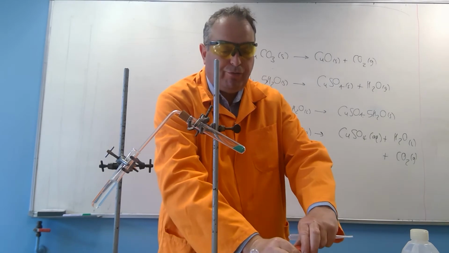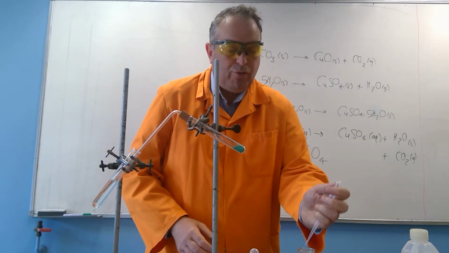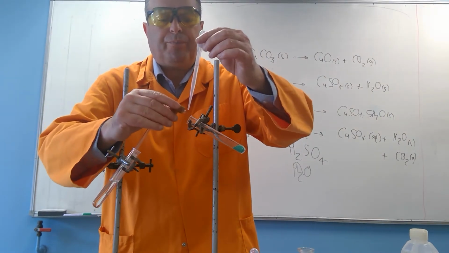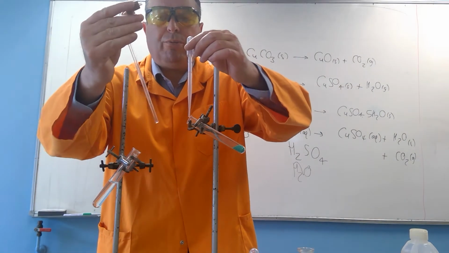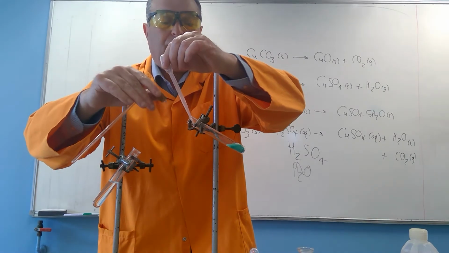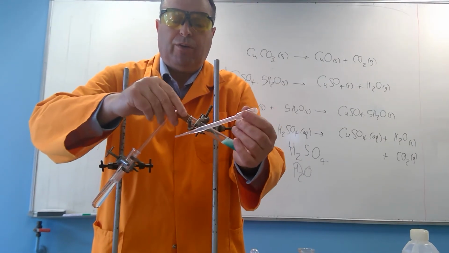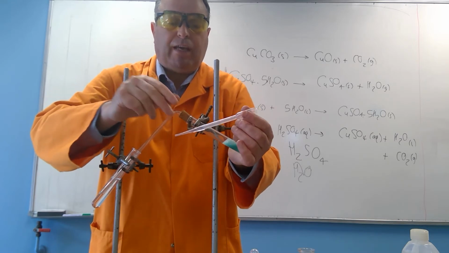So copper 2 sulfate can be formed by reacting sulfuric acid with copper 2 carbonate. Now I'm going to have a delivery tube attached, and I'm going to bubble any gas that's formed into lime water. So it's all about making observations in chemistry.